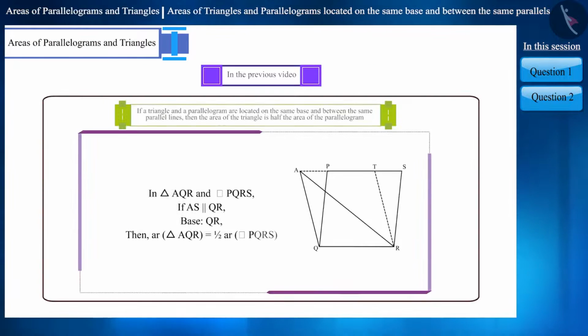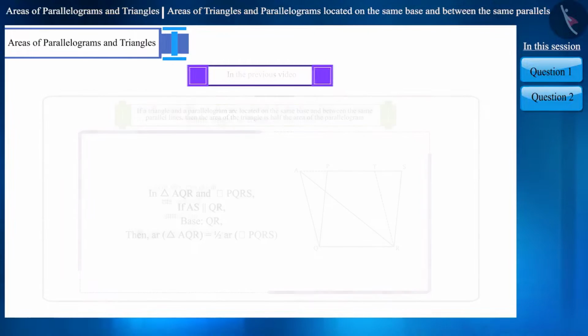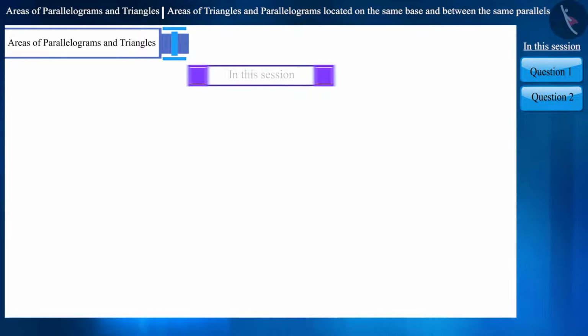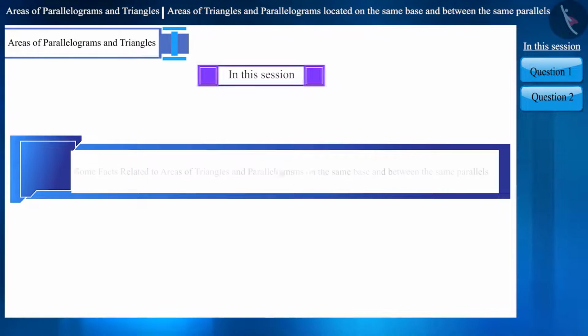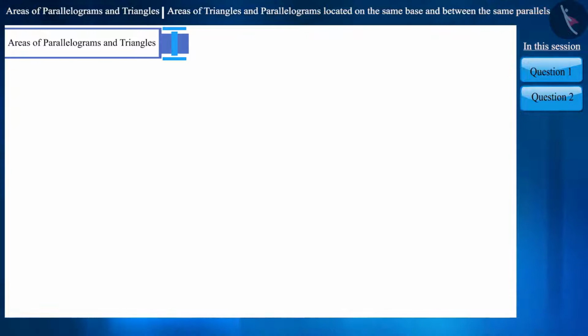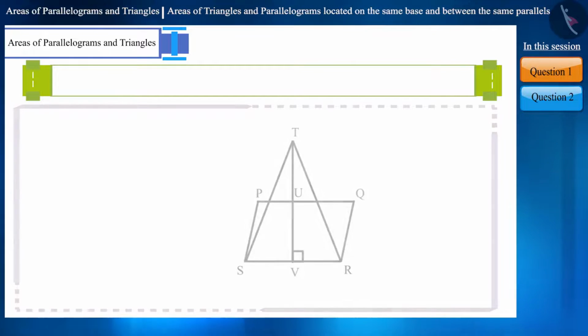In the previous video, we solved some questions related to the area of a triangle and a parallelogram located on the same base and between the same parallel lines. Today, we will discuss some facts related to the area of triangles and parallelograms located on the same base and between the same parallel lines. So let's look at the first question.